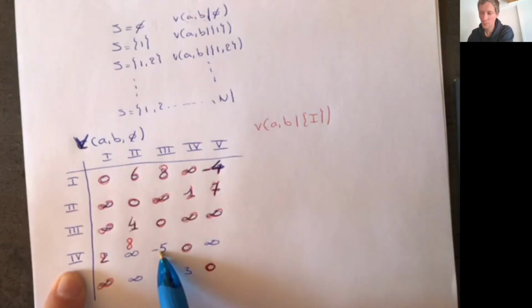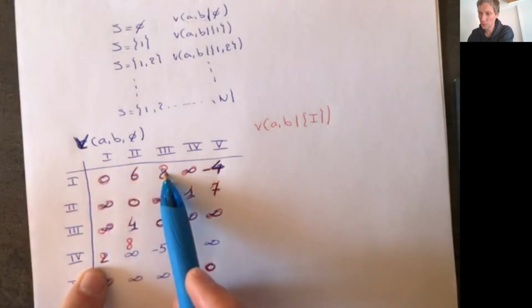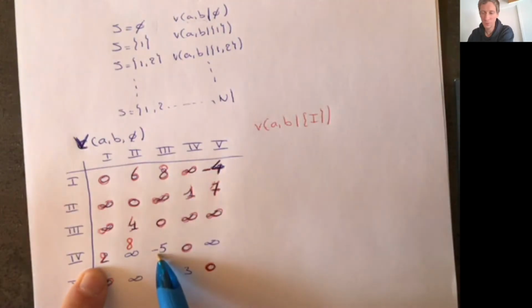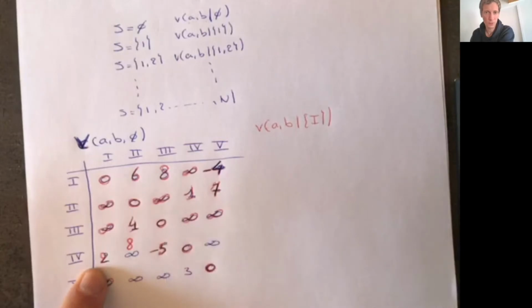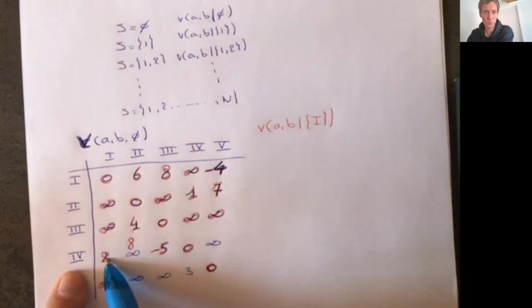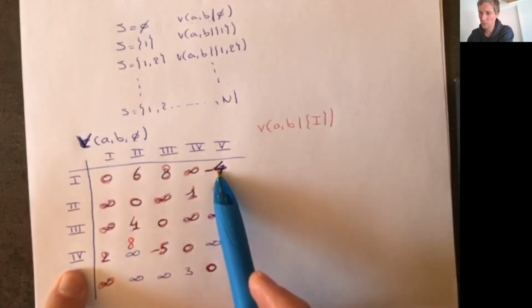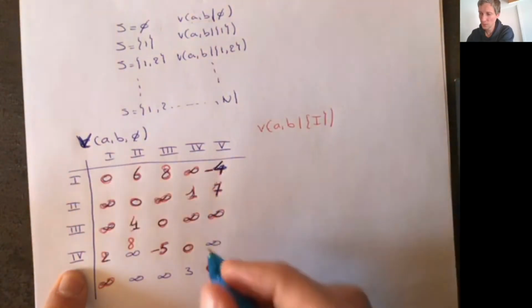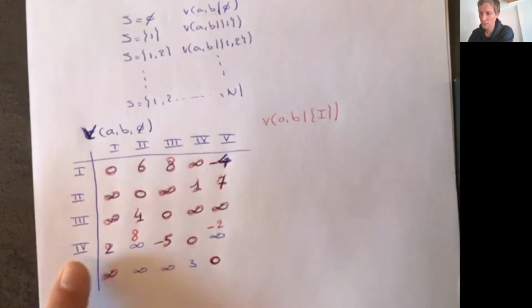Well, could this be improved? If I go from 4 to 3 via 1, I have 2, and from 1 to 3, I have 8, so 10. But this is minus 5, so this remains the same. All right, so this doesn't help me. Maybe this one could be improved. All right, if I go from 4 to 1, I have 2. From 1 to 5, I have minus 4, so this is minus 2, which is better than infinity. So here I have a gain. Okay.